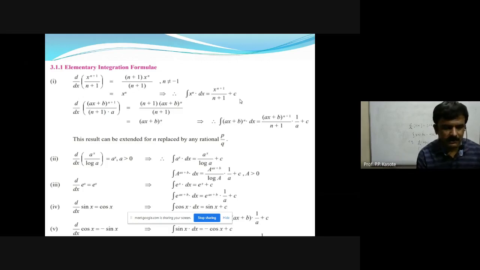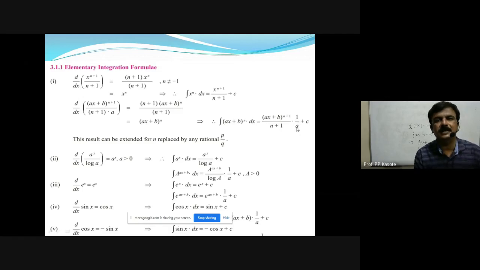Here you can observe that in the first formula we have seen, the integral of x raised to n is x raised to n plus 1 upon n plus 1 plus c. Now in general also it is given, that is the integral of ax plus b raised to n into dx is equals to ax plus b raised to n plus 1 upon n plus 1 into 1 upon a plus c. Into 1 upon a is given over here.